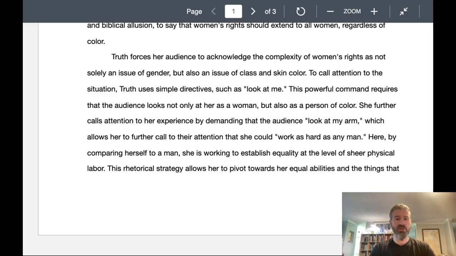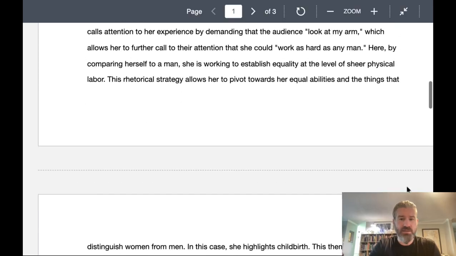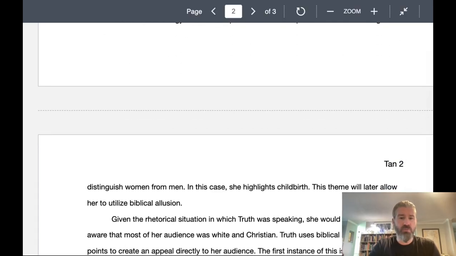This rhetorical strategy allows her to pivot towards her equal abilities and the things that distinguish men from women. In this case, she highlights childbirth. This theme will later allow her to use biblical allusion.